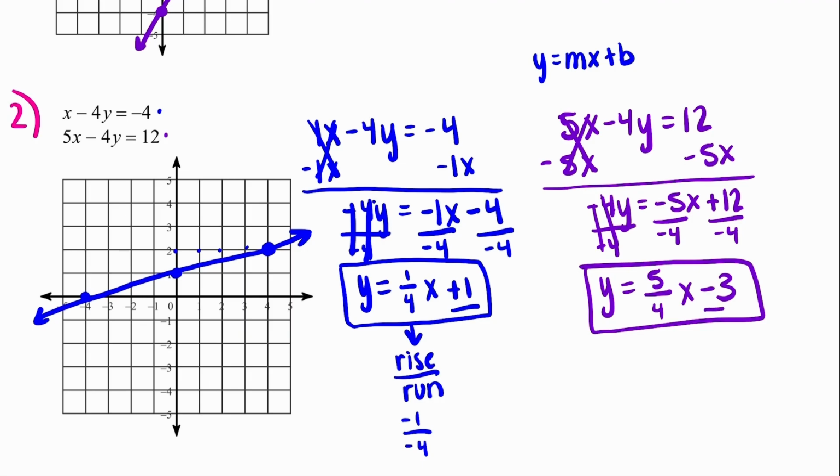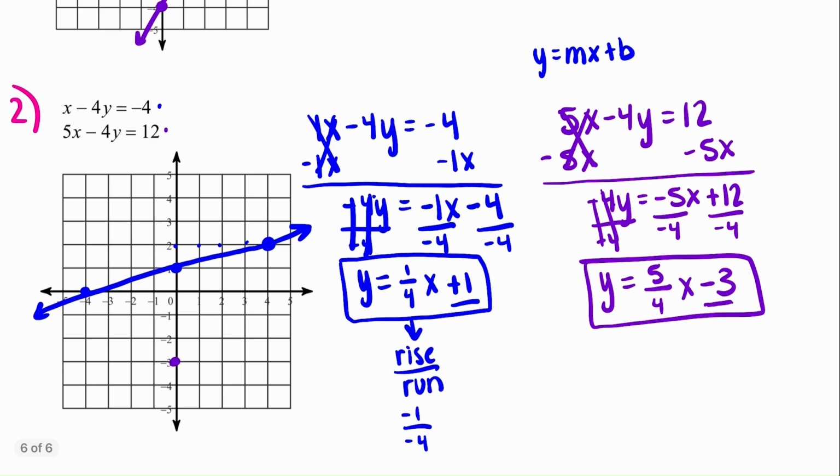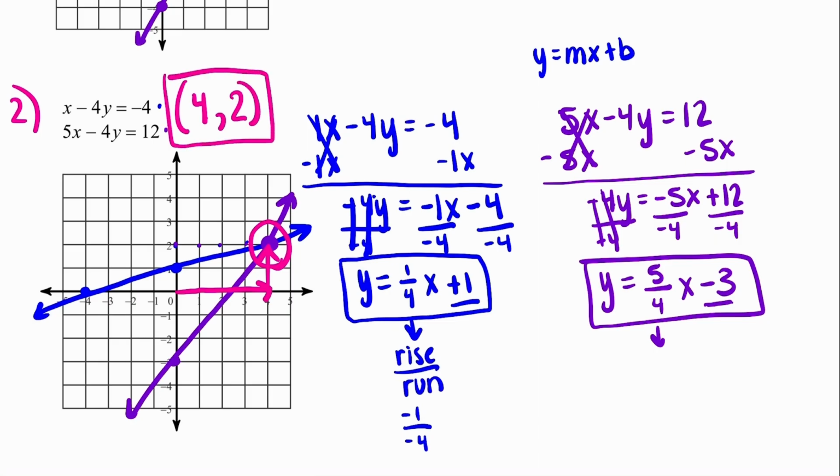Now let's graph the second one. I'm going to start at negative 3, and then I'm going to rise 5: 1, 2, 3, 4, 5, and run 4: 1, 2, 3, 4. So it looks like we're hitting this point right here. So let's write our answer. We went 4 on the x-axis, and we jumped 2 on the y-axis. So (4, 2) is our answer.